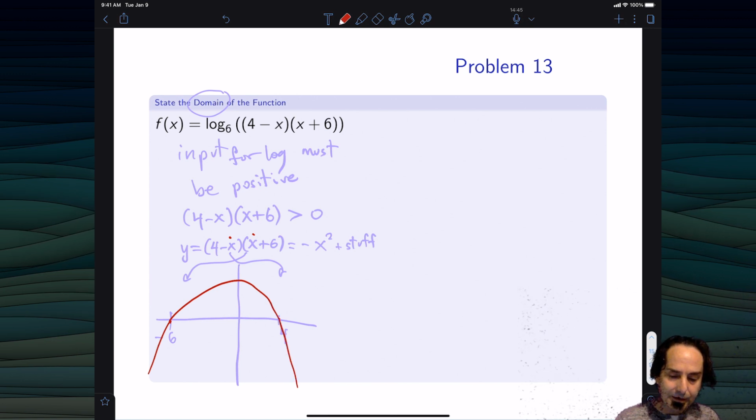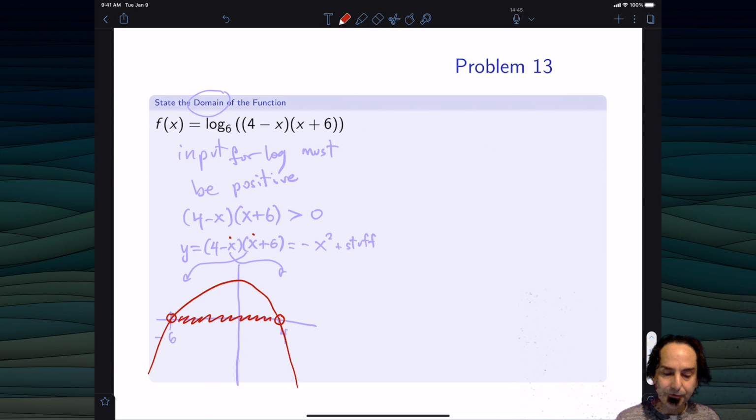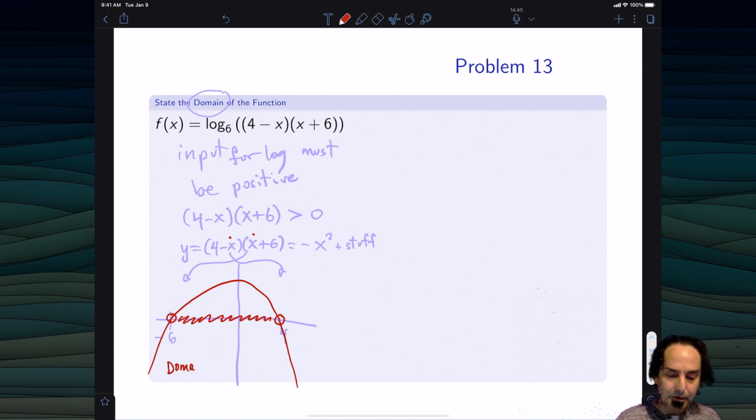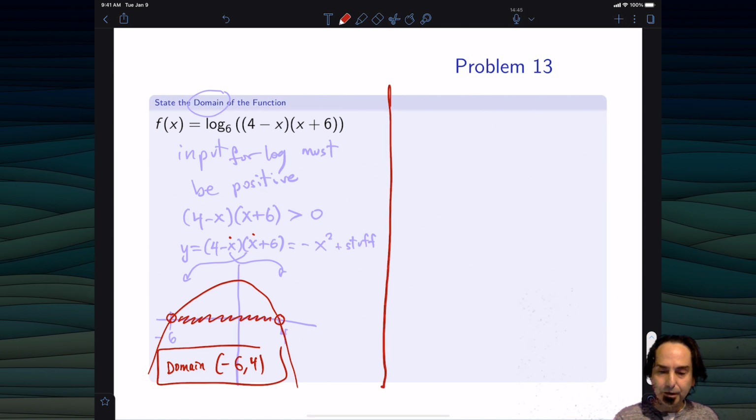And you can see that the x values where that's above the axis, where it's positive, is between negative 6 and 4. So the domain will just be the open interval, negative 6 to 4, and there we go. But I want to show you another way to solve this.